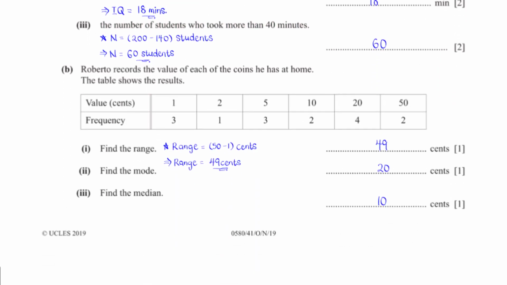Roberto records the value of each of the coins he has at home. The table shows the results. Find the range. The range is the difference between the maximum coin value, which is 50 cents, minus the smallest coin value, which is 1 cent. And so the range is 49 cents.